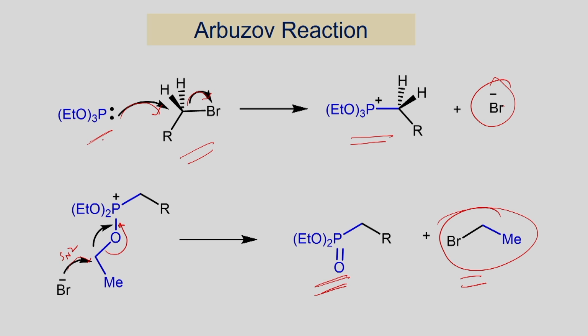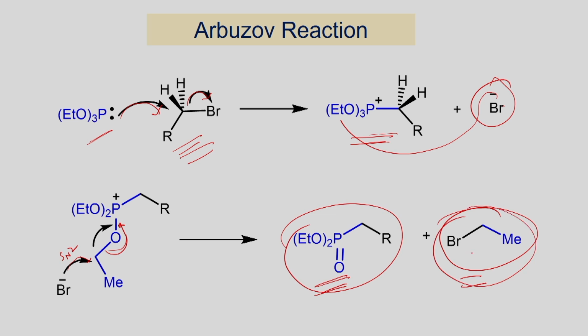And so if you have the triethyl phosphite, which can undergo reaction with this alkyl halide, you form this salt. Once you form the salt, which can now react with this carbon via SN2 pathway, and Br minus will be the leaving group, and you can generate the phosphonate, where you generate the bromoethane as the product.